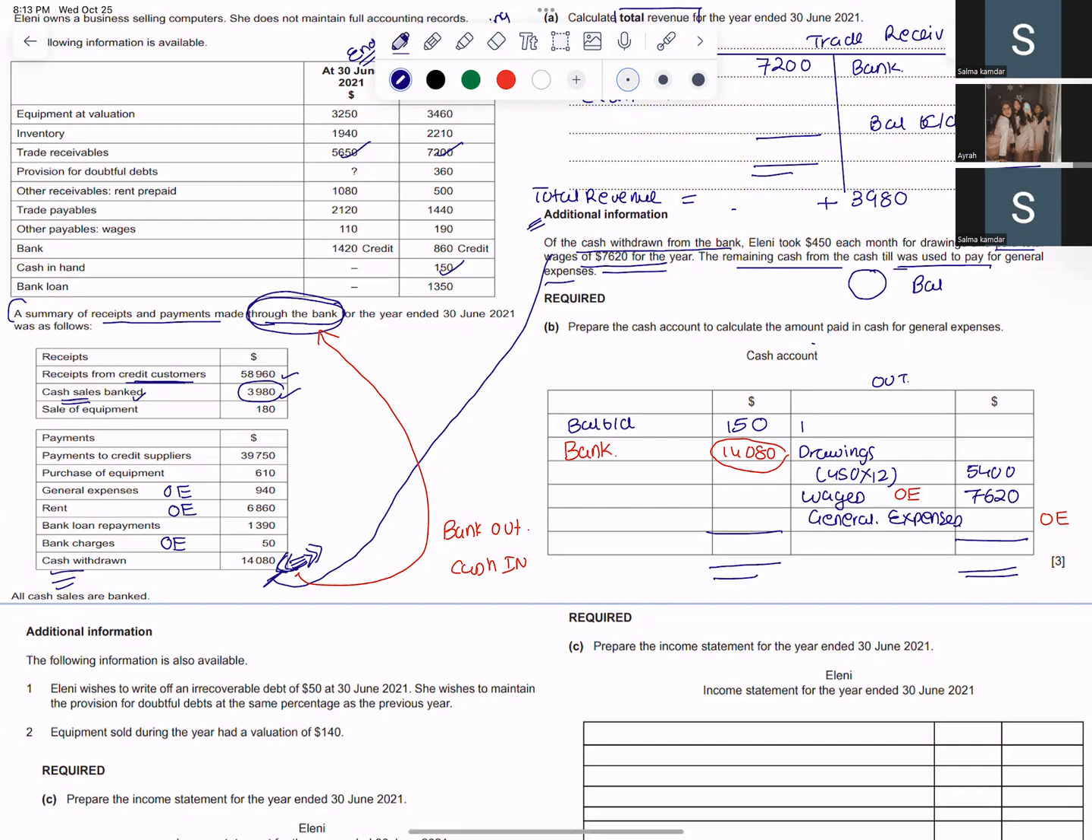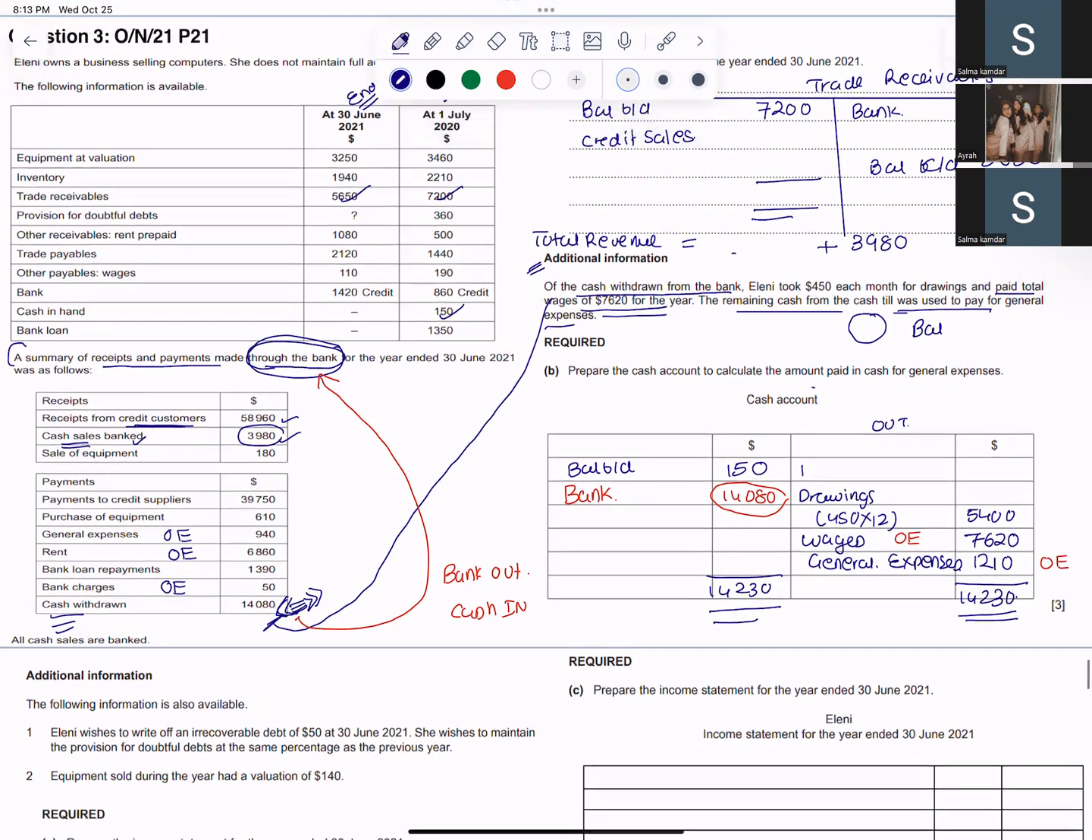The balancing figure will be general expenses, no? 14,230. 14,230 less 5,400 less 7,620 is 1,210. Okay. Now I can also find my credit sales.